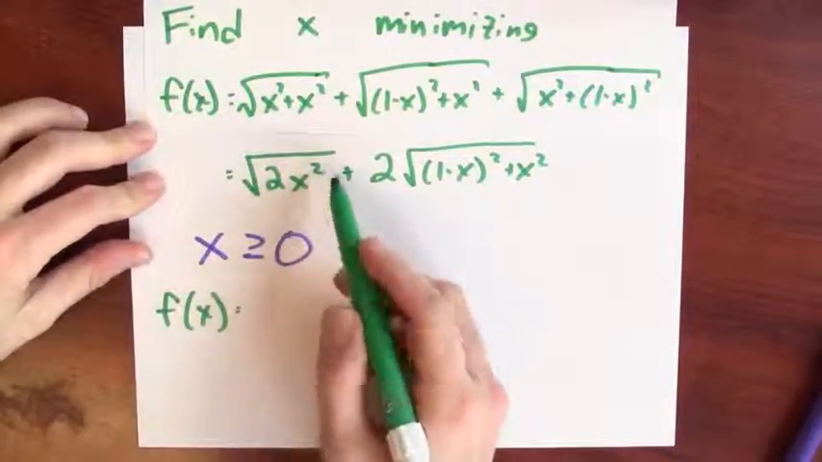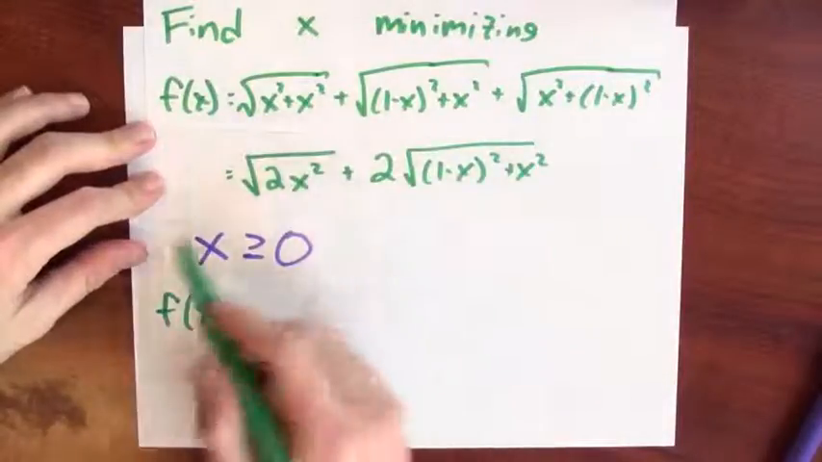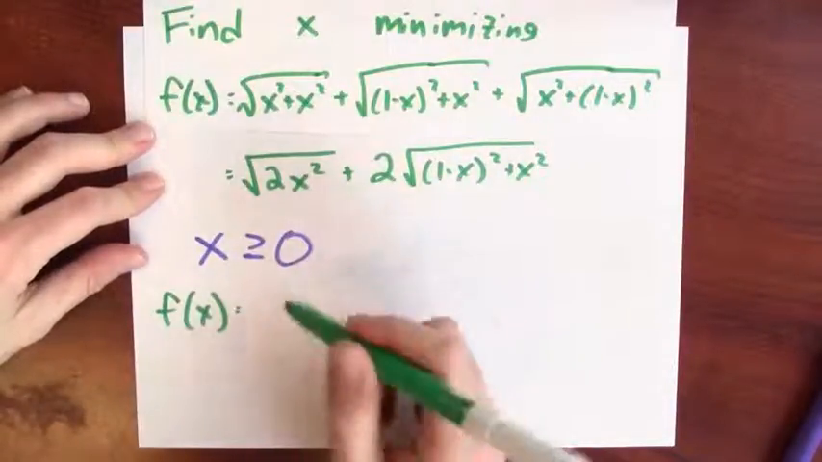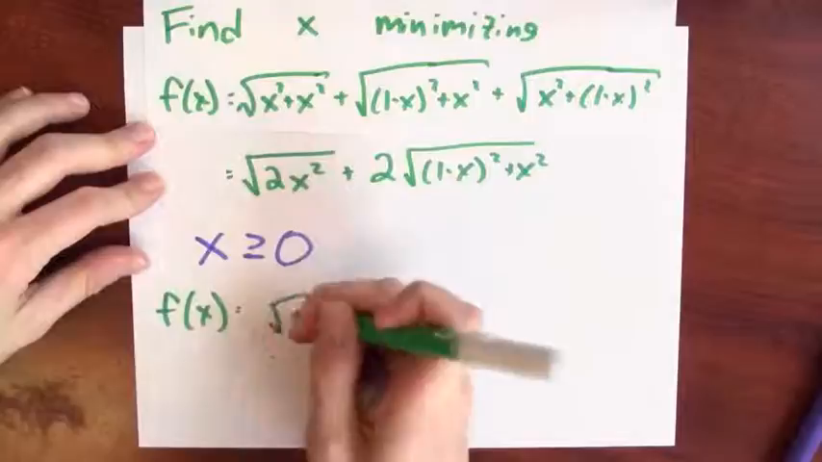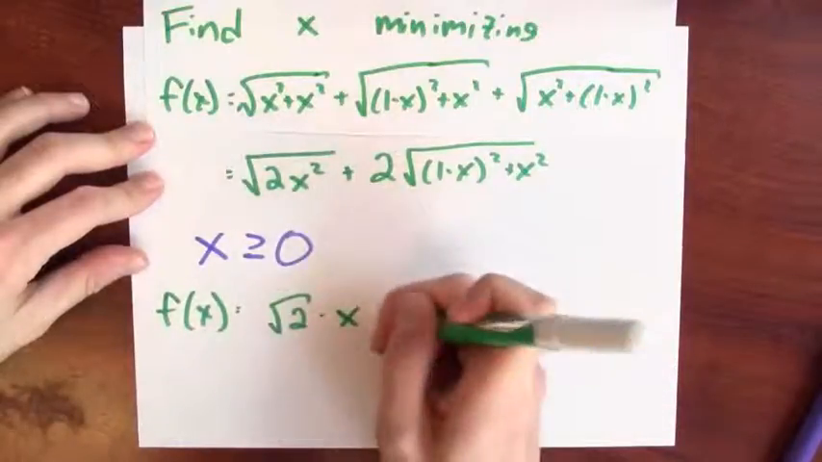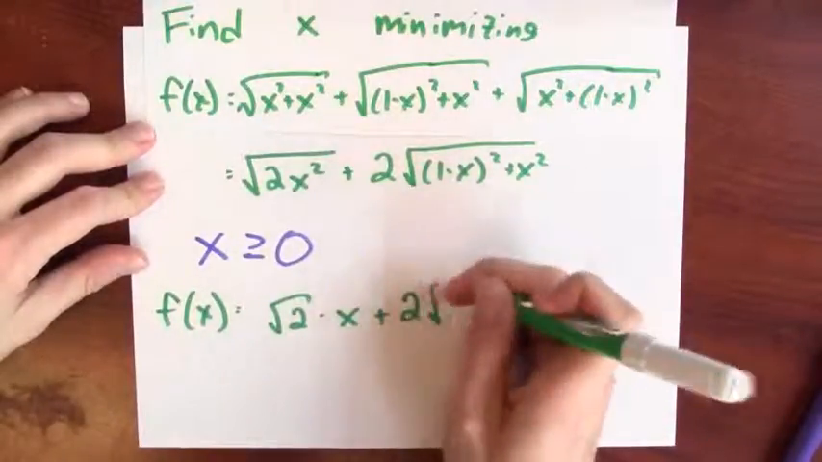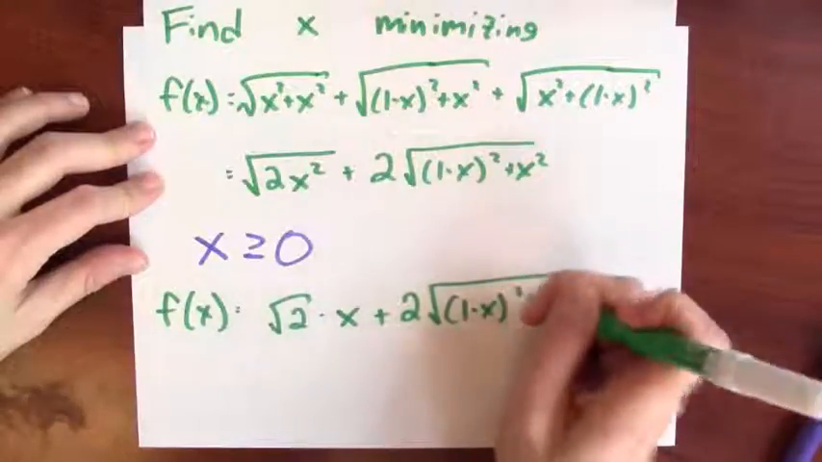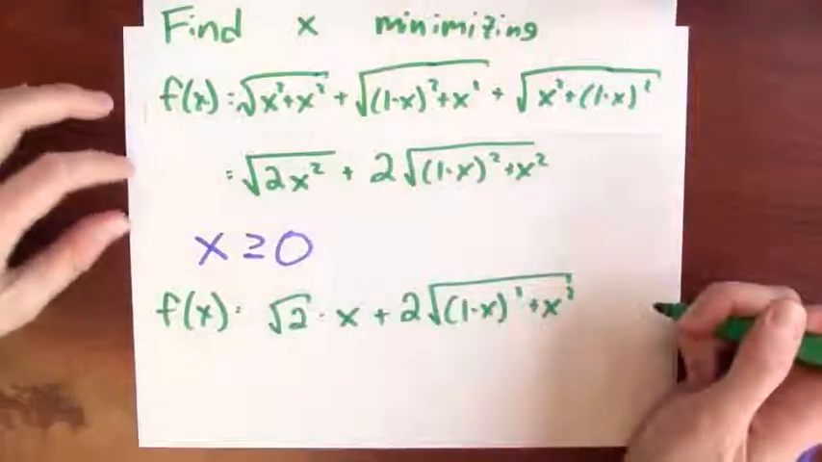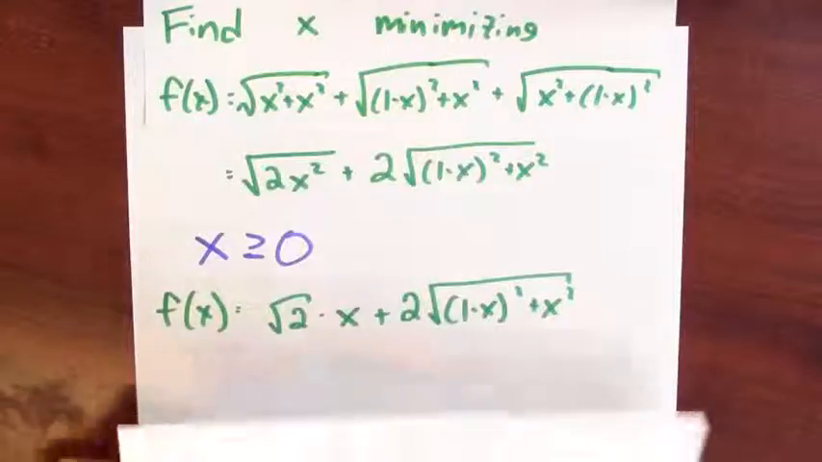The square root of x squared is the absolute value of x, but if I assume that x is bigger than or equal to 0, then I could rewrite this as just the square root of 2 times x plus, in this other term, 2 times the square root of 1 minus x squared plus x squared. So we've got our function of a single variable, so we can apply calculus. We can differentiate. So here we go.